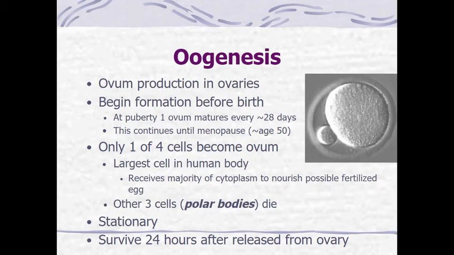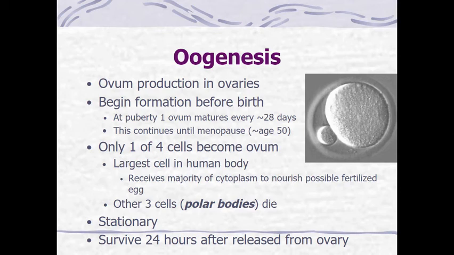Now, meiosis does produce four cells in a female. However, only one of the four cells becomes the functional ovum. One cell receives almost all of the cytoplasm. So it's very unequal division in meiosis 1 and again in meiosis 2. And the reason for that is that the ovum needs all of that cytoplasm so it has plenty of nourishment to be able to support a possible fertilized egg.